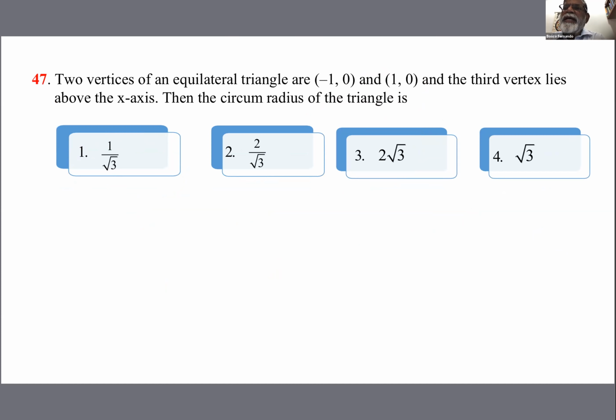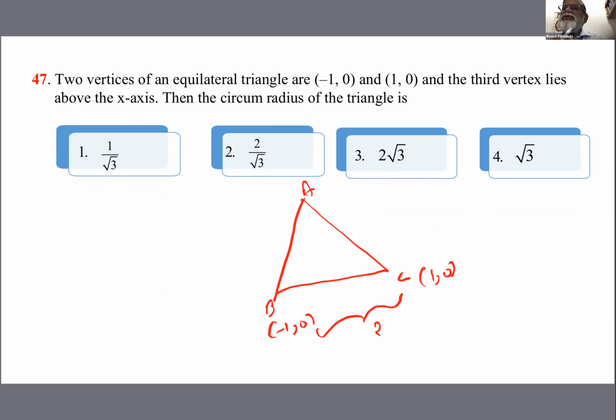So you have a triangle ABC, with points (-1, 0) and (1, 0). So the distance between them is 2 square units. The circumradius of the triangle, this is an equilateral triangle. So in an equilateral triangle, the median, bisector, and altitude are all the same.